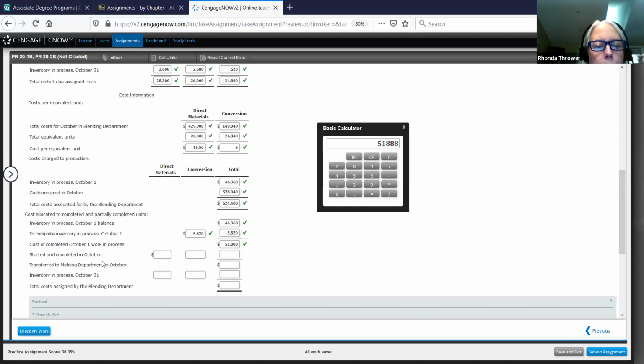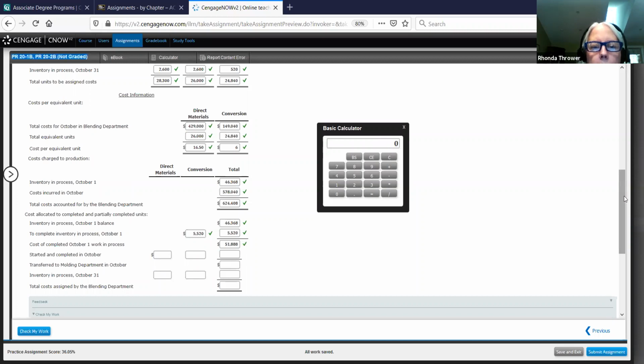The next part is to determine the cost of your started and completed units. Notice this time we have a blank for direct materials. We need to first determine the cost of the started and completed units with respect to materials this month.